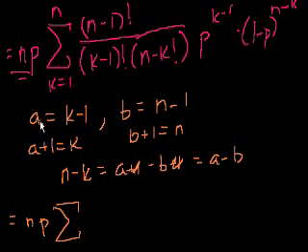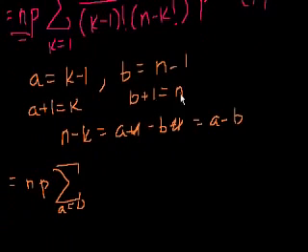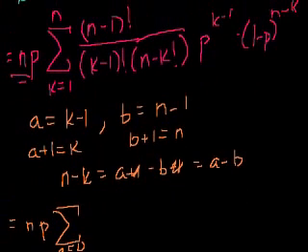When k is equal to 1, what is a equal to? A is equal to 0. So a goes from 0, and now when k is equal to n, what will a be equal to? If k is n, then a is equal to n minus 1, right? So you could have a equal to 0 to a equals n minus 1.